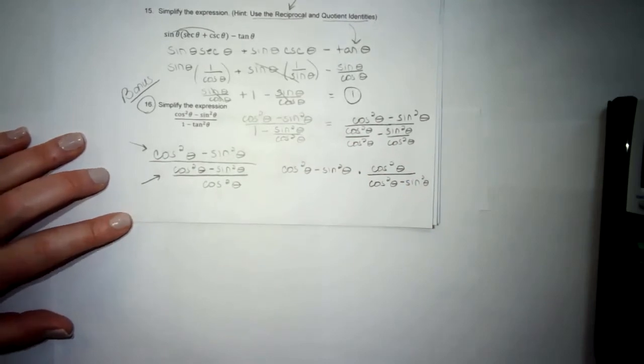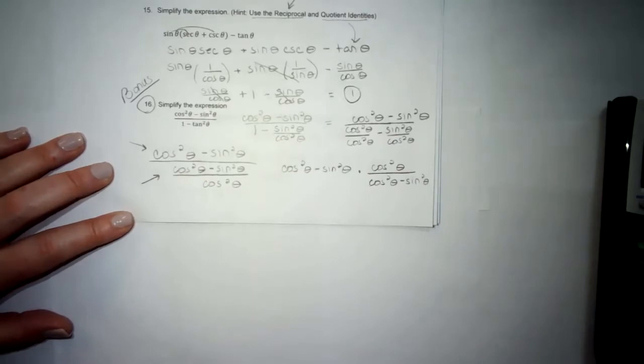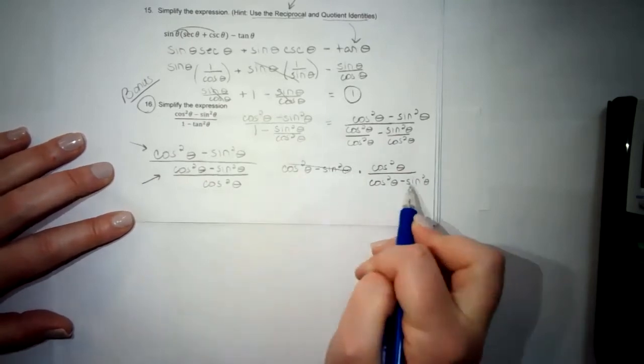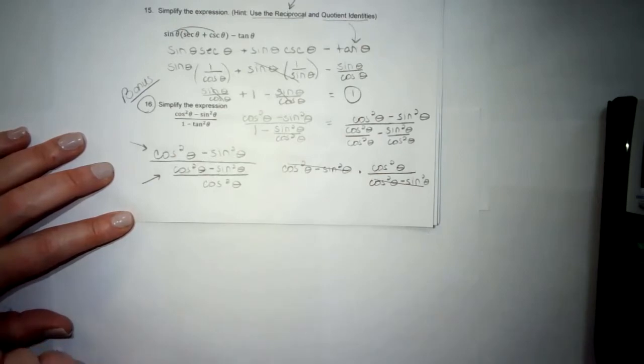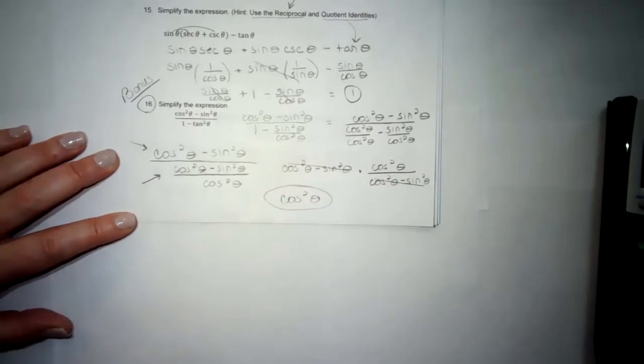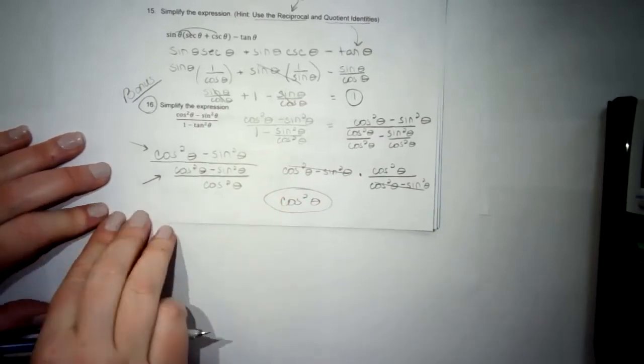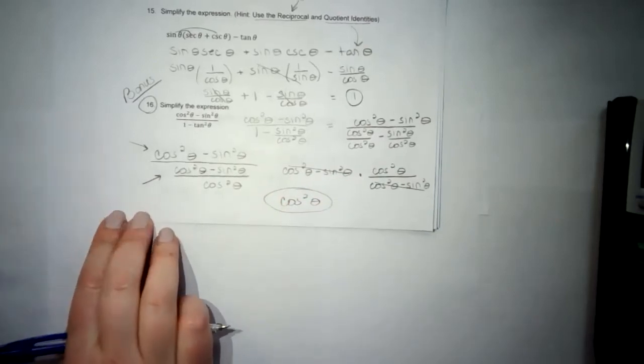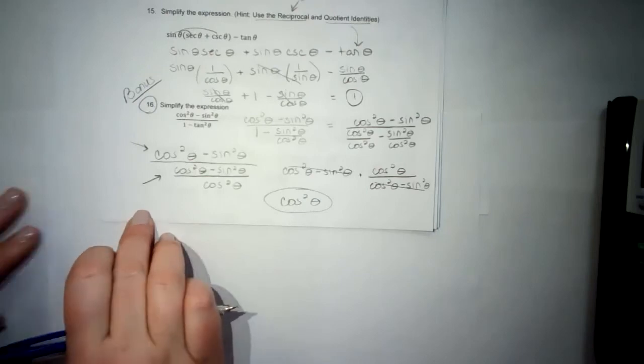Anybody see the next step? It's a big step. We got a cancellation. Everybody see that? This and this cancel out. And what are we left with? Cosine squared theta. So that was kind of a big leap there, but that's your bonus. Is everybody okay with that?